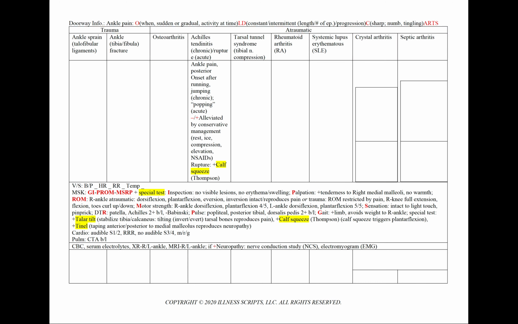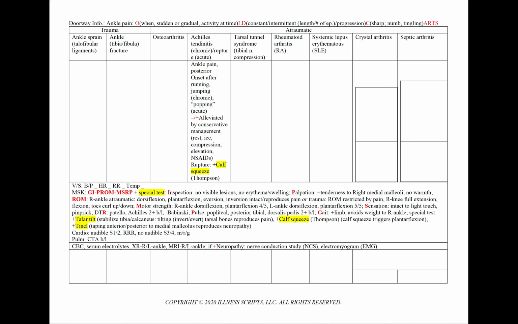In an Achilles tendonitis, the chronic form, or an Achilles rupture seen acutely, we'll find ankle pain and now posterior, so we see the importance of the location. The onset will be after suddenly running or jumping in the chronic form, and accompanied with a characteristic popping in the acute form. In the chronic form, it will be alleviated by conservative management, RICE plus NSAIDs, and in an acute rupture, it may not be. Also in a rupture, as we'll see in our physical exam, we'll note a positive calf squeeze, also known as a Thompson test.